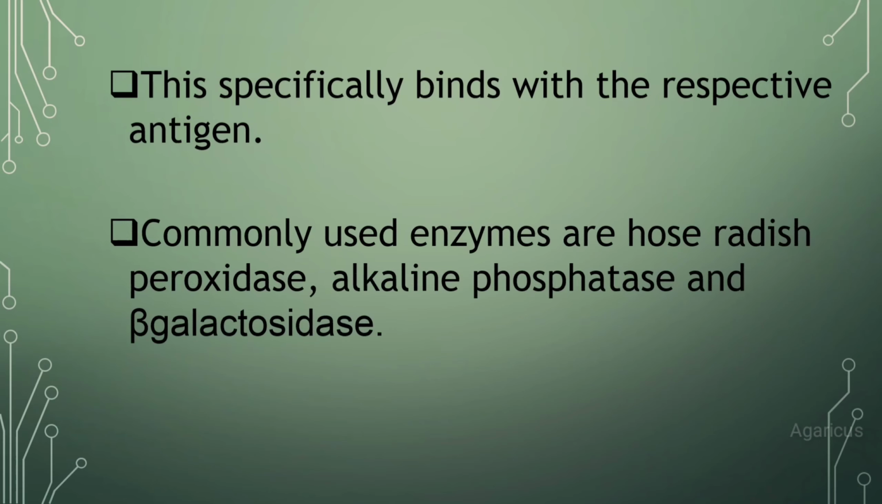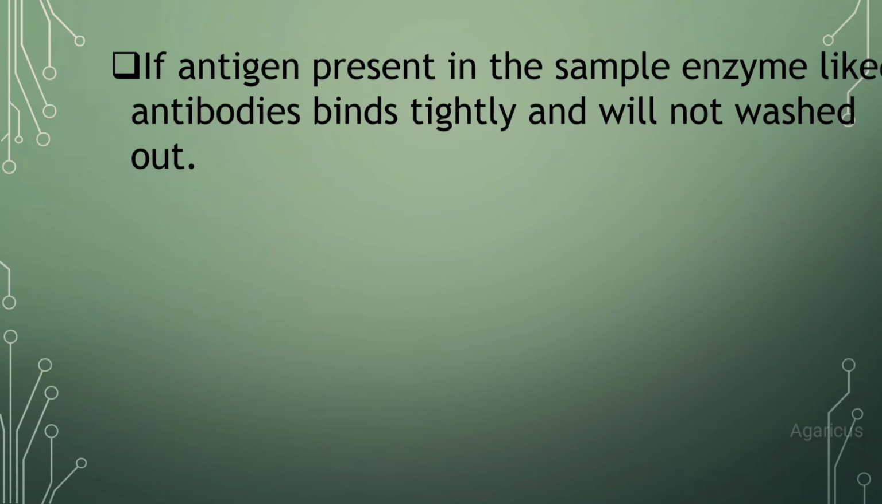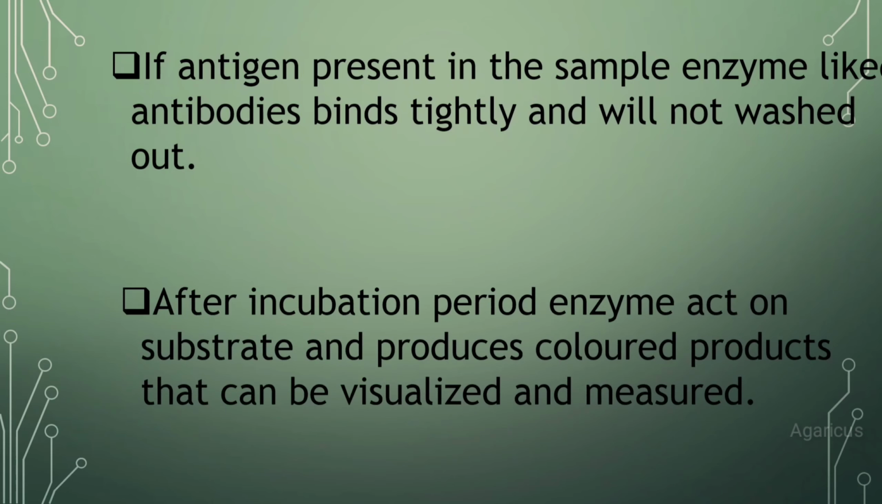Commonly used enzymes are horseradish peroxidase, alkaline phosphatase and beta-galactosidase. Later, substrate solution is added. If antigen is present in the sample, enzyme-linked antibodies bind tightly and will not wash out. After the incubation period, the enzyme acts on the substrate and produces a colored product that can be visualized and measured.